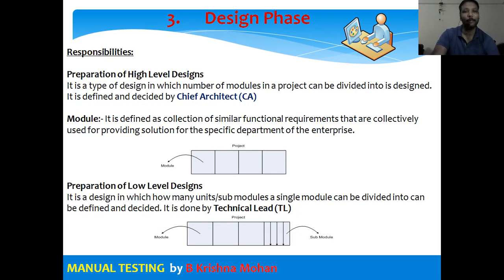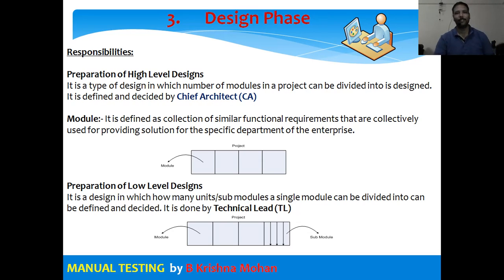Then comes the preparation of high level designs. It is a type of design in which the project is divided into a number of modules. It is defined and decided by the chief architect, which I already told you. He will divide the entire project into modules. What is a module? No need to explain, the definition is already given here.